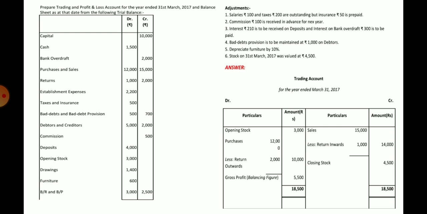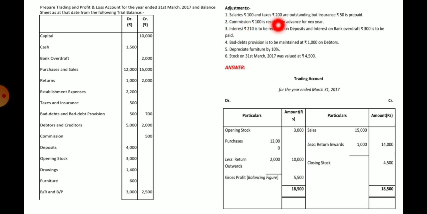Now the next question is, again prepare the trading and profit and loss account for the year ended 31st March 2017 and the balance sheet as on that date from the following trial balance. So this is your trial balance and you have to prepare what? You have to prepare all the three accounts. So first of all we read the adjustments.